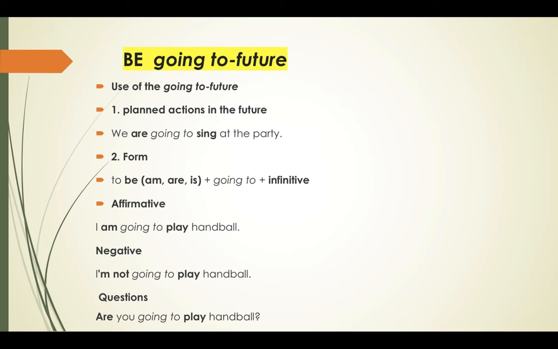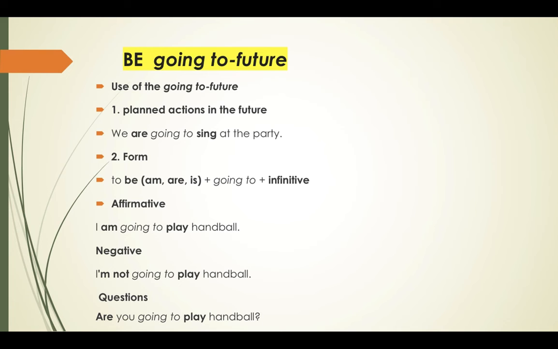In the negative form, we have: I'm not going to play handball. What do you notice? We put the subject I, plus the verb to be in present am, plus not, plus going to, plus the verb in infinitive. Which means that we put not between the verb to be and going to.